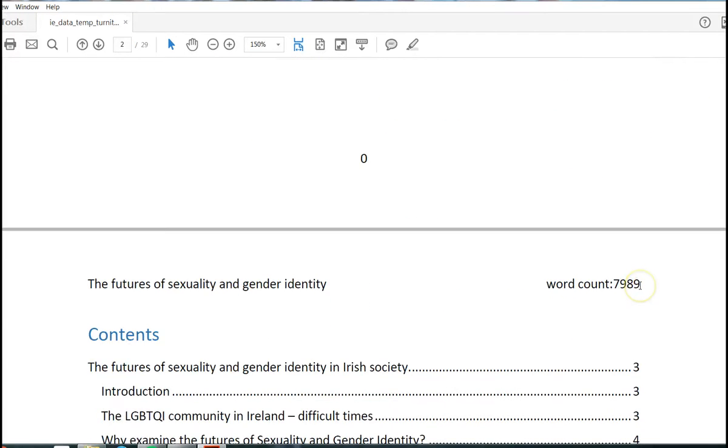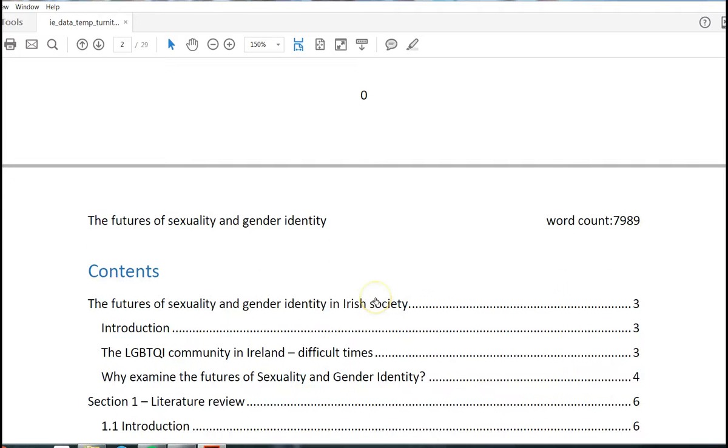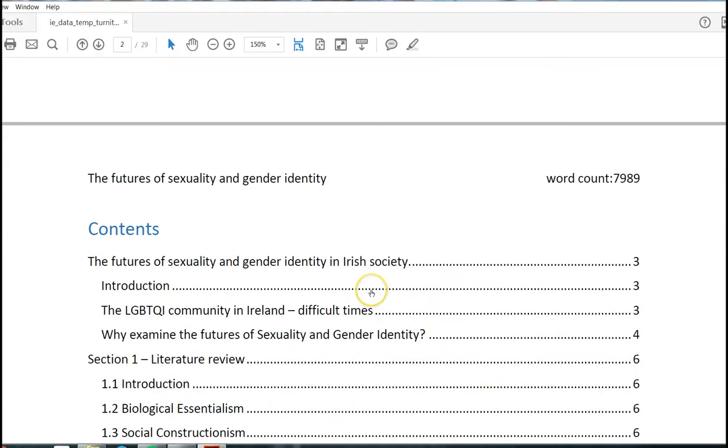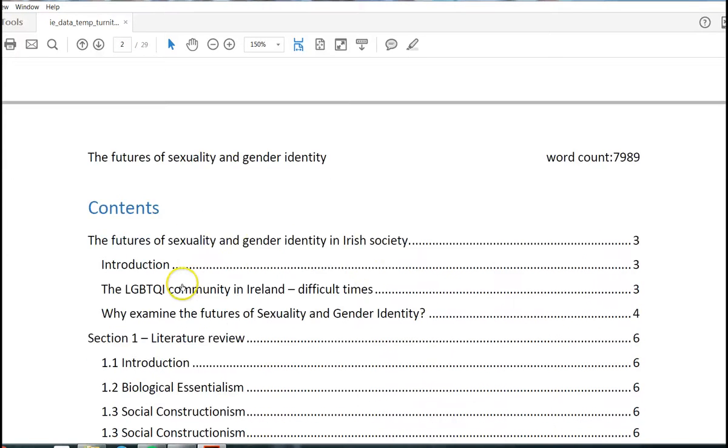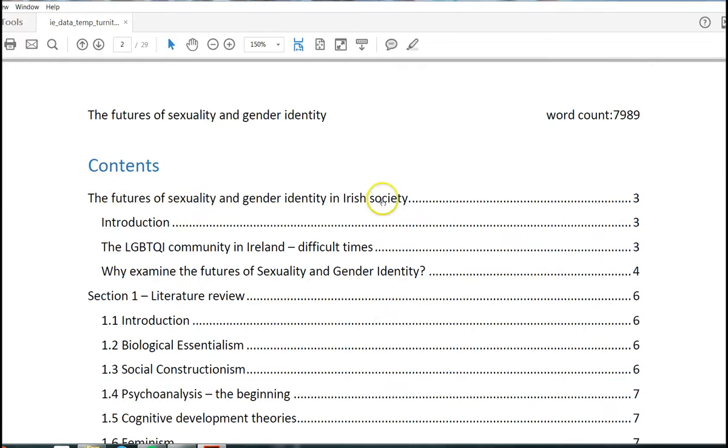Look at the word count, 7,989. So you're talking for 3 people, between 7.5 and 8,000 words. Yeah, that gives some of you wider context to what you need to be producing. Anyway, they again produce a content section. So look at this, the future of sexuality and gender in Irish society, introduction, the LGBTQI community in Ireland, difficult times, why examine the futures of sexuality and gender identity.